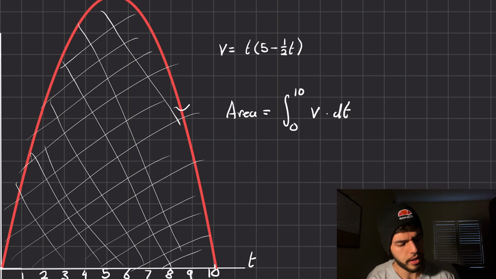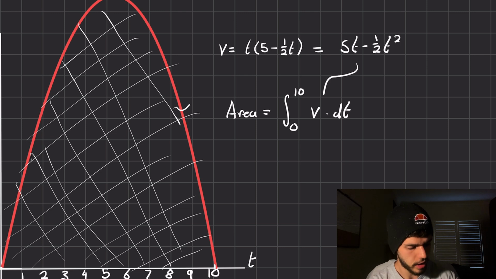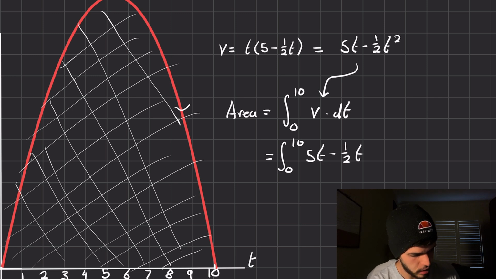Now, what we want to do is find the function which, when derived, gives us this t(5 take a half t), but that's a bit difficult to picture in your head, so let's make it a bit easier. We're going to expand these brackets. We're going to say 5t take a half t squared, and we're going to sub that into our integral expression. So our area is equal to the integral from 0 to 10 of 5t take a half t squared dt.